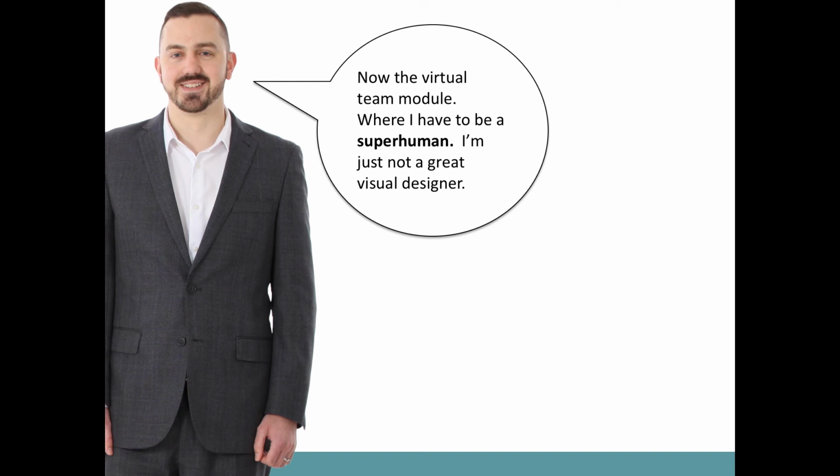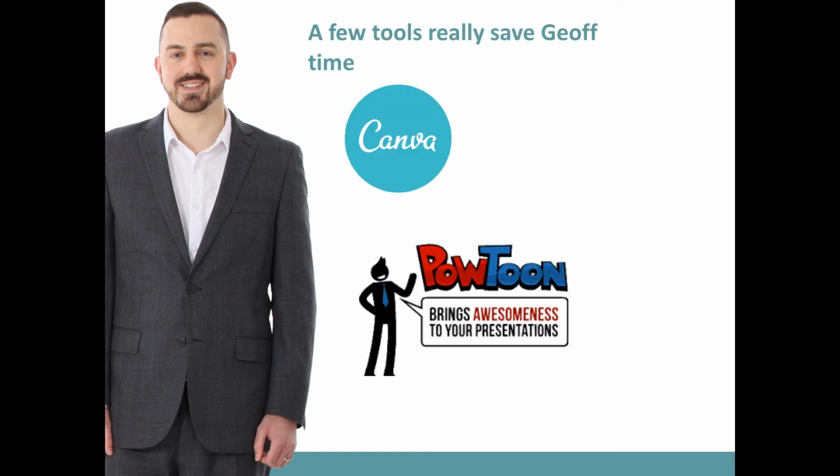Now back to Jeff. He's really moved on to his virtual teamwork module, where he's been having to be a superhuman. And like many instructional designers, he's sitting there going, actually, I can do all this learning strategy. I'm an okay writer, but I'm really not a great designer. And this is the spot where we see a lot of people who end up in this superhuman spot really falling down. There are a few tools that can really help Jeff's time to do this.